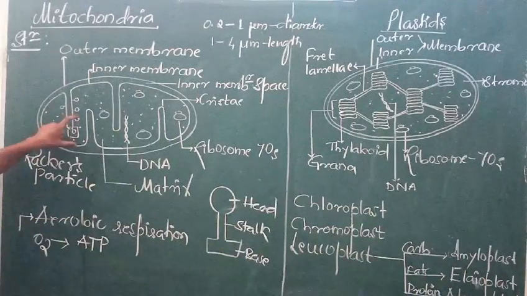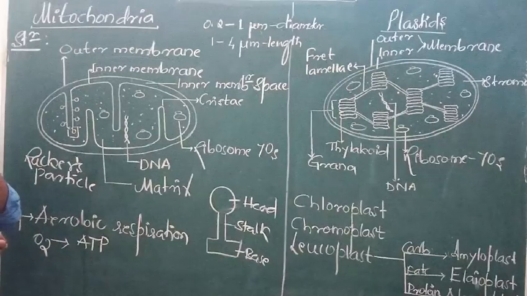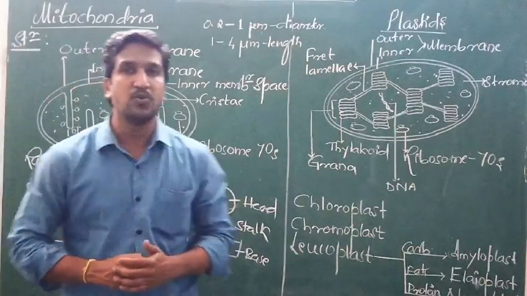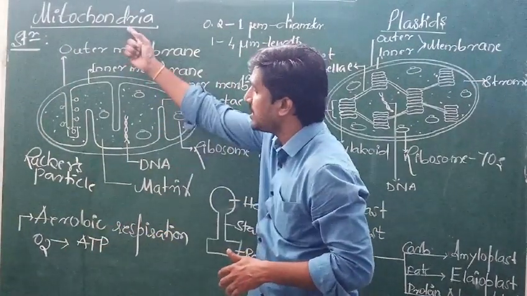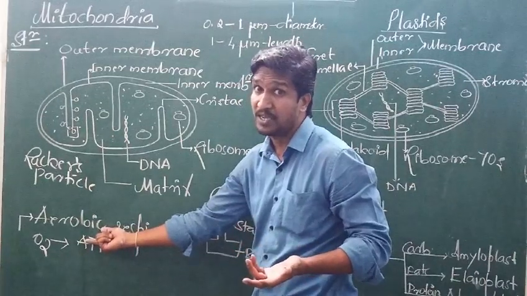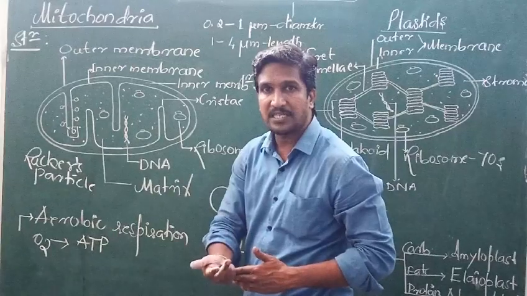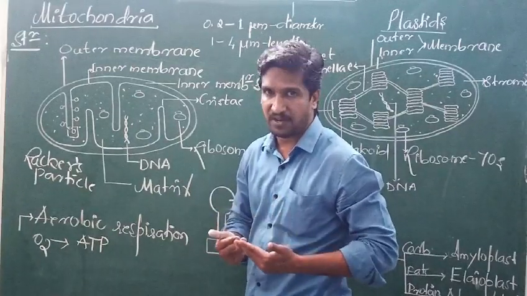So the site of aerobic respiration is the mitochondria. One more question for your final examination: who is the site for aerobic respiration? Mitochondria is the site for aerobic respiration. What do you mean by aerobic respiration? The respiration which utilizes oxygen for its survival.